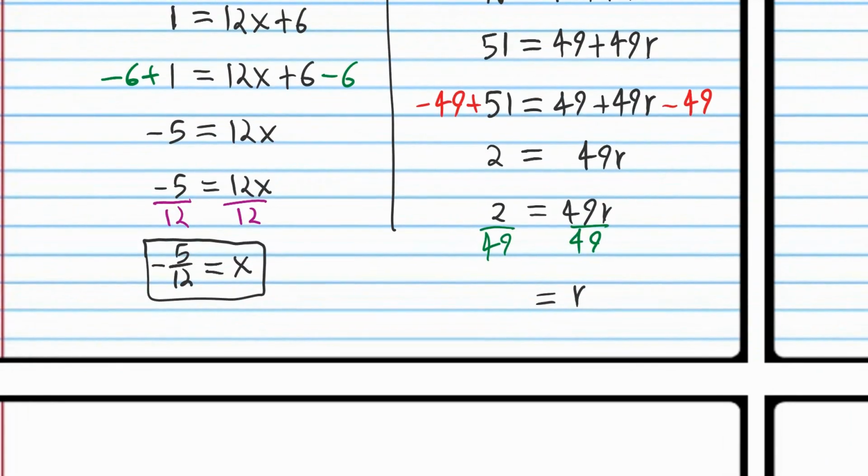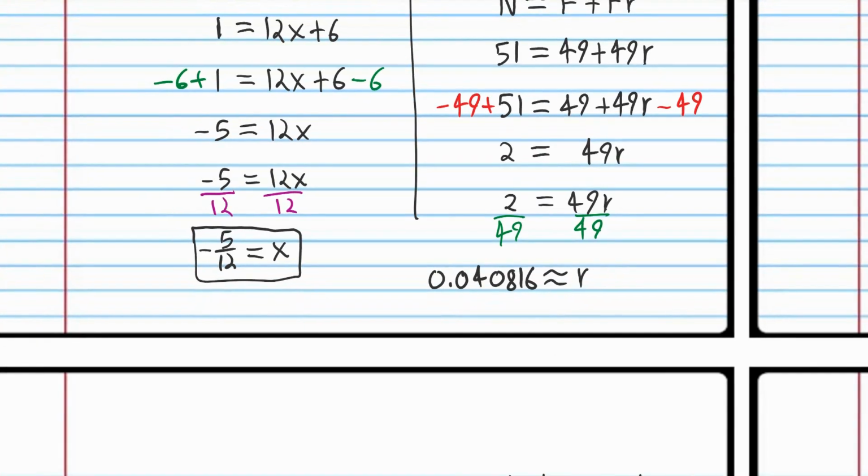Now if I write this decimal out, I'm going to write about 4 or 5 terms here. R is equal to 0.04 0816, and so on and so forth. So I should say approximately equal to. It's not exactly equal to.